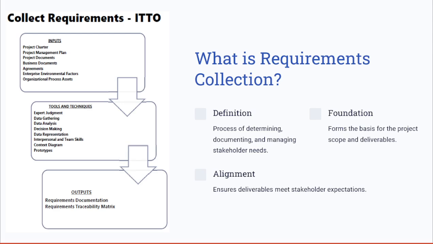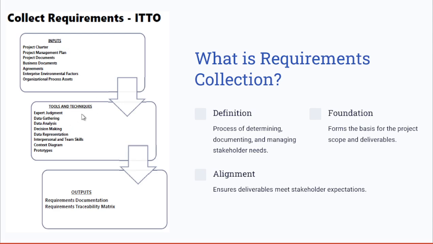We are going to discover the key inputs, tools and techniques, and outputs in more depth in the next session and also in this session. So to summarize the key inputs that you might deal with when starting to collect the requirements: you have the project charter, where you have the high level requirements; you have the project management plan, where you have defined the scope and the other subsidiary plans and scope baselines. Also, you have the project documents and the business documents such as the business case, agreements, and EEFs, OPAs. So these are the key inputs that you might refer to when collecting the requirements.